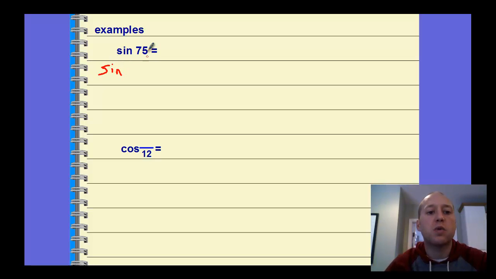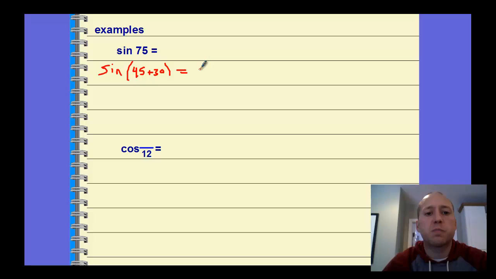So we have to realize how to write 75. Sine of 75 can be written as sine of 45 plus 30. Now why did I choose those numbers? It's because these are on the unit circle. So we're trying to find the two add-ins that are on the unit circle that add to be 75. And so that's how we're going to set this problem up.